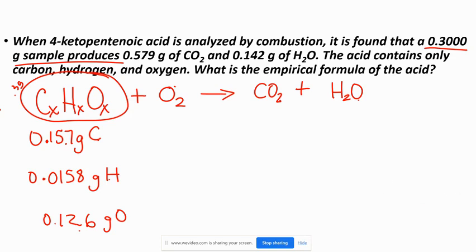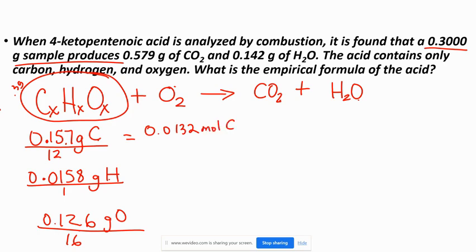All right. So now we have to turn these things into moles. So I am going to divide this by 12. I'm going to divide this by 1. And I'm going to divide this by 16. That's going to give me my moles. Make sure you keep 3 sig figs here. Sig figs is what killed me on this test last year. It's going to be moles of carbon.